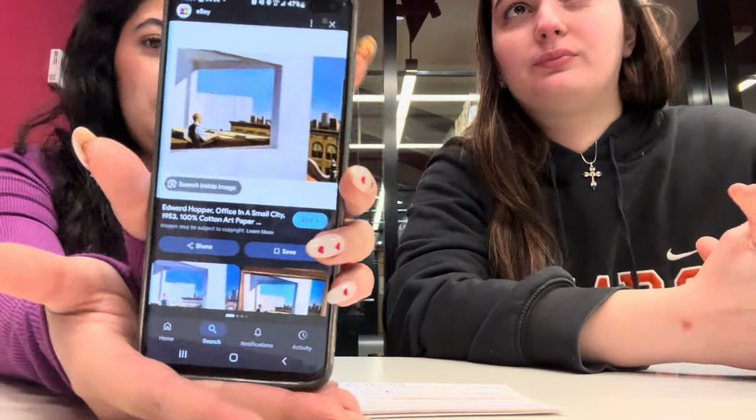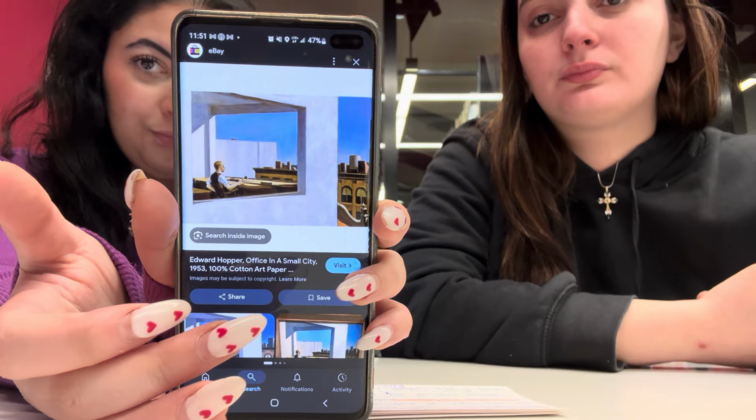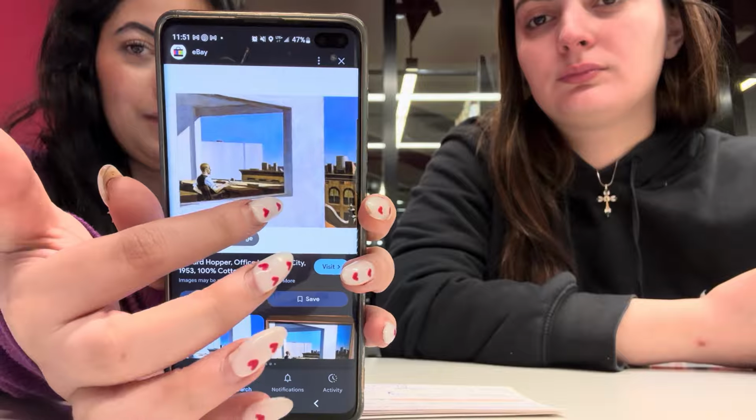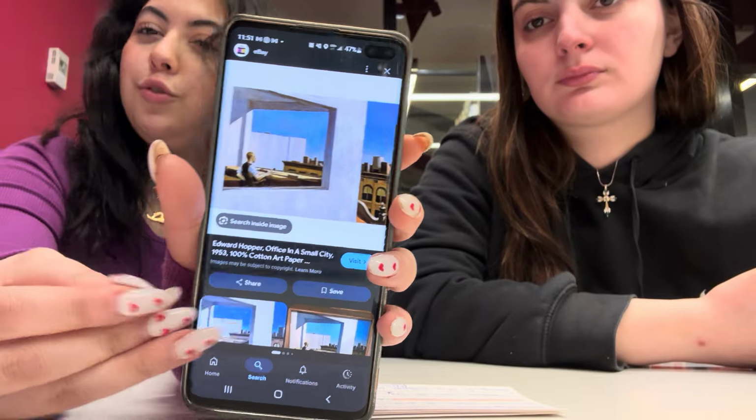So this painting, Office in a Small City, was created in 1953, and it's very minimalist and lifeless, as you saw. Here is a quick visual analysis of the painting. We're trying not to read much of our notes. Basically, you see there are some vibrant colors, but the truth is, he didn't paint vibrant colors for you to feel happy.